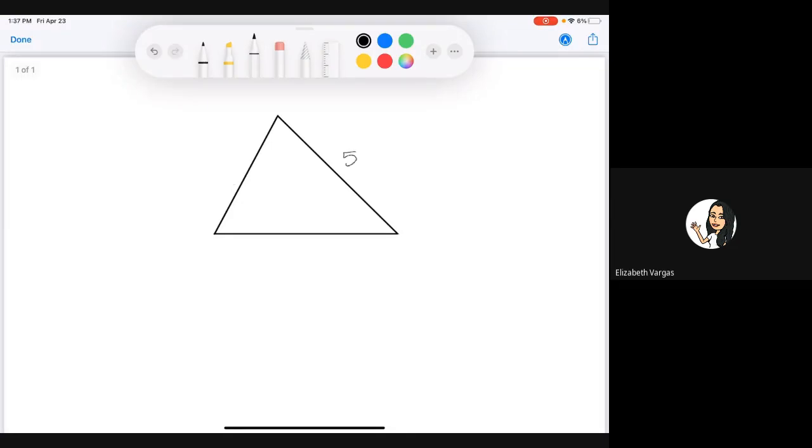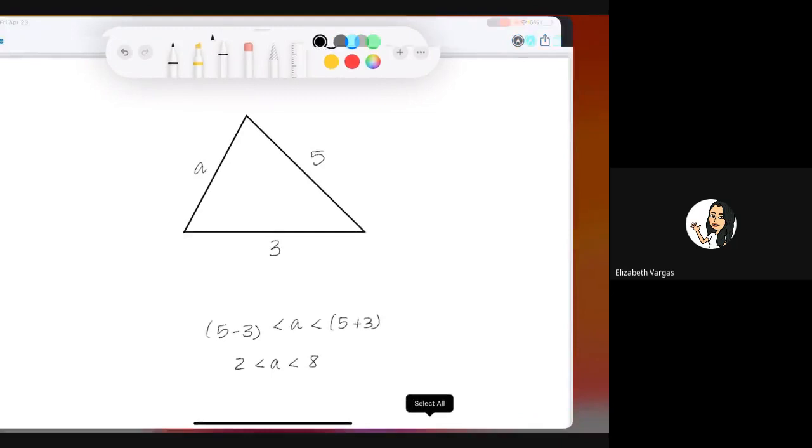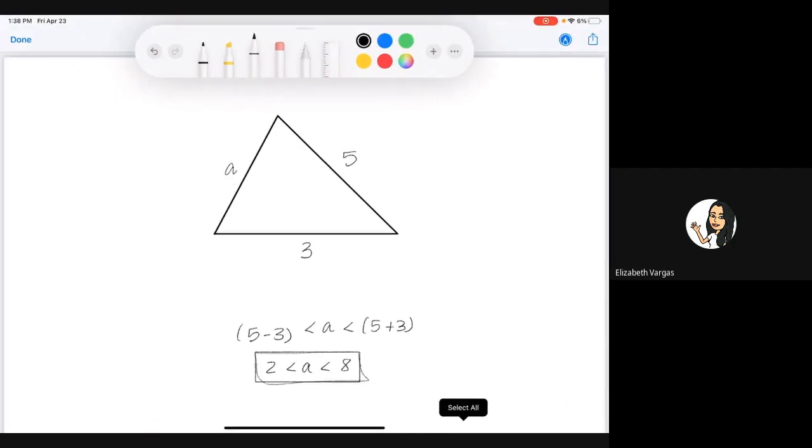This is 5, this is 3. I'm looking for this one. A has to be less than the sum and greater than the difference. So A has to be greater than 2 and less than 8. Okay, any questions about this theorem?